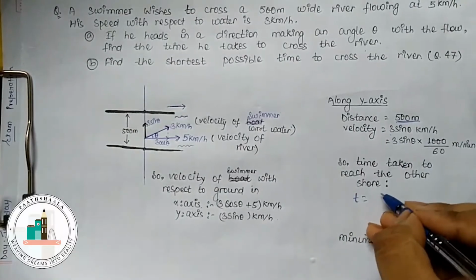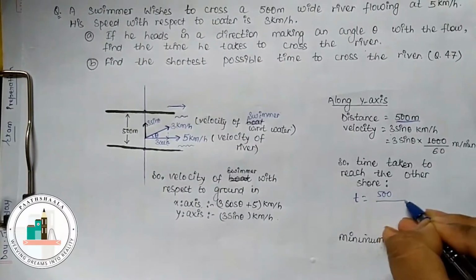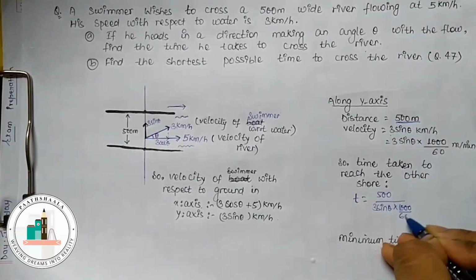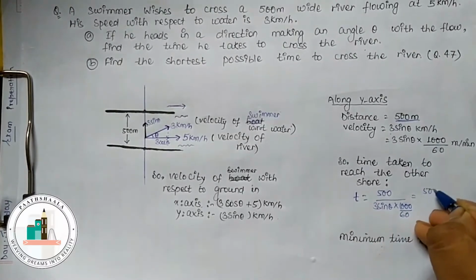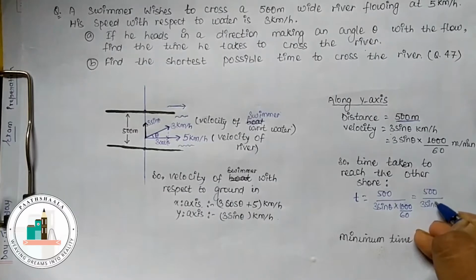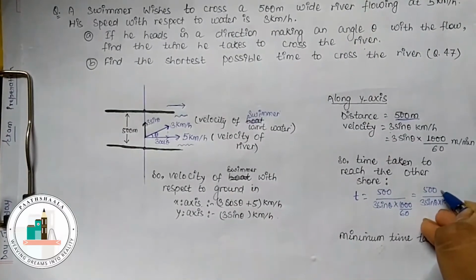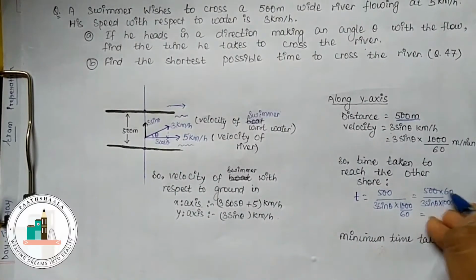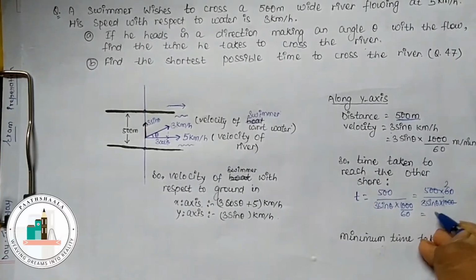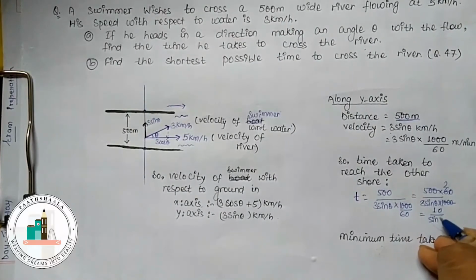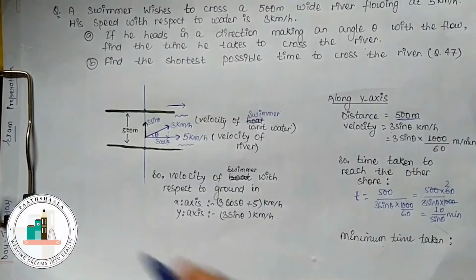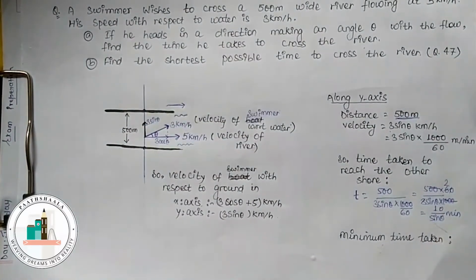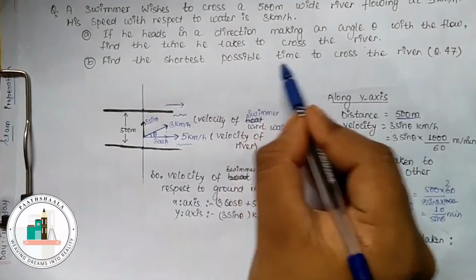So the time will be distance by velocity, that is 500 meter by 3 sin theta into 1000 by 60. After cancelling all the values, we will get 10 by sin theta minute. So the time taken to reach from this point to this point, that is our question, is 10 by sin theta minute. And the next question is: find the shortest possible time to cross the river.